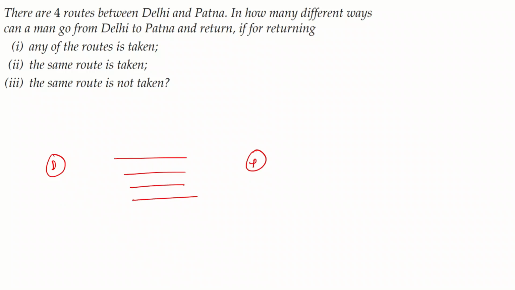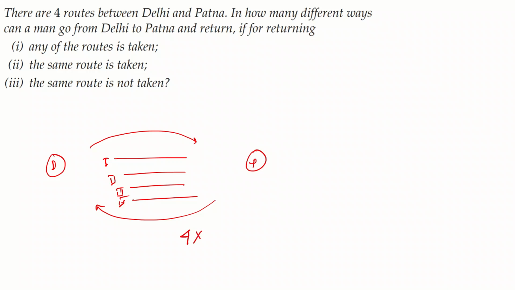So a man goes from Delhi to Patna and then returns. So he goes from here to here and then back. So if for returning any of the routes is taken, how many possible journeys can he make? So say for example, if I name these routes as route 1, route 2, route 3 and route 4, then he has 4 options to choose his upward journey. He can go from Delhi to Patna in 4 ways.